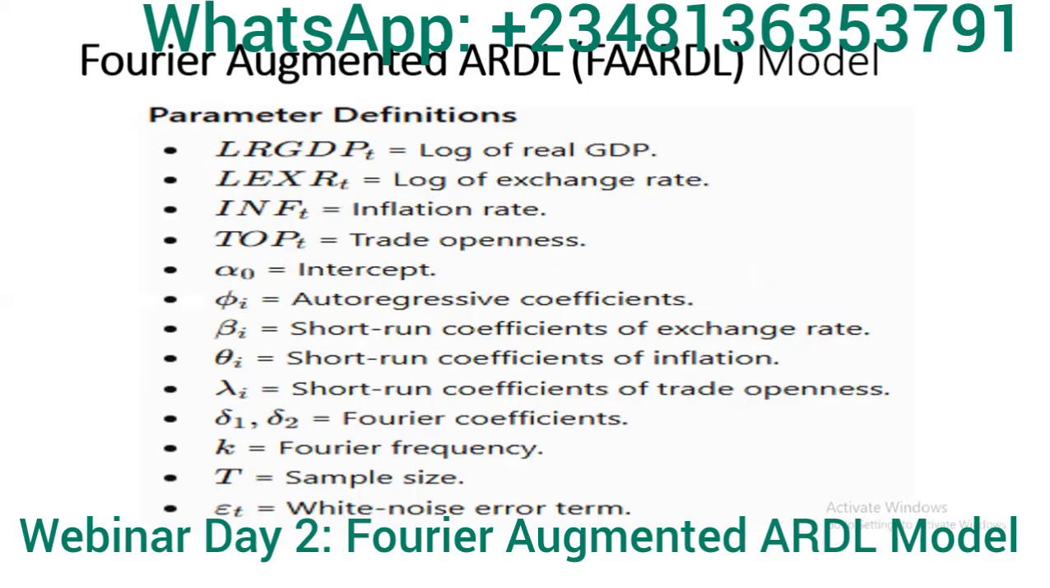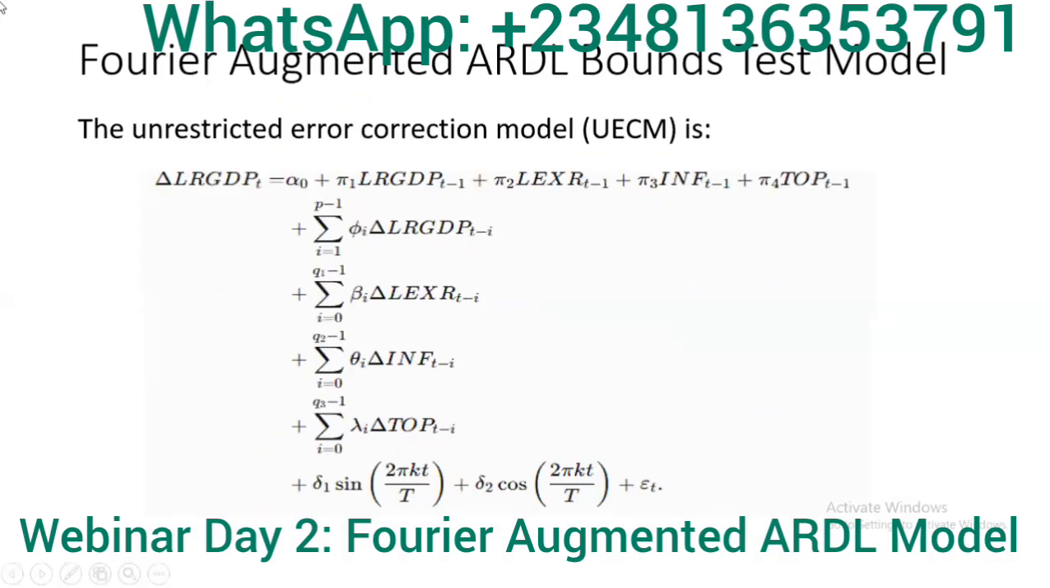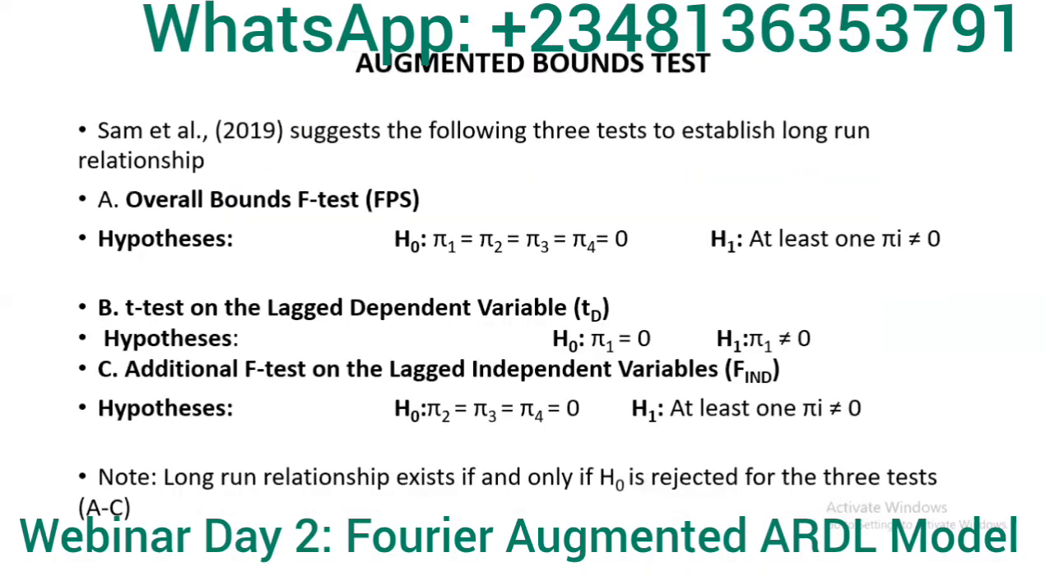You can see these same Fourier terms will also enter the bound test equation, also known as the unrestricted error correction model. The Fourier terms have been added to the unrestricted error correction model. That is the Fourier ARDL bound test, as displayed here. Then we have the augmented bound test.